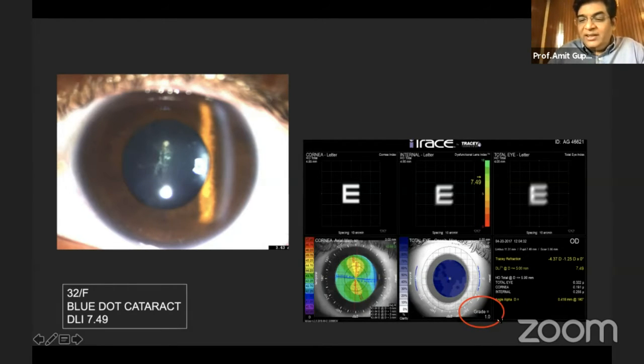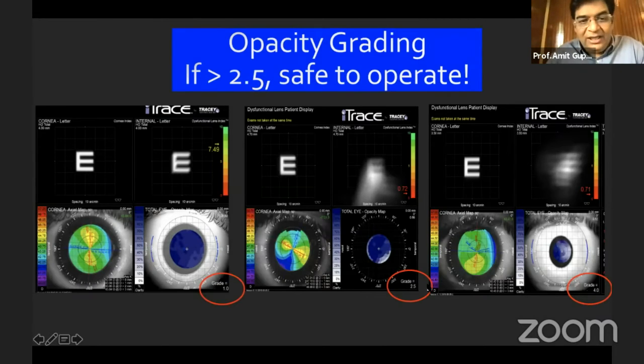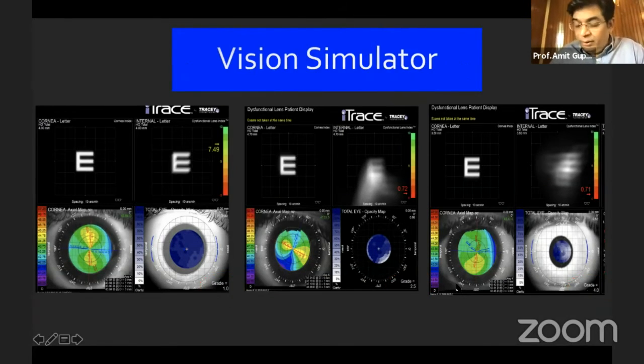So the eye trace gives us a grading of the cataract, which is based entirely on the laser beams which are going into the eye and how they are analyzed. So any grade which is more than 2.5 is safe to operate on. It means that the quality of vision after cataract surgery will be significantly better in this patient. So we can see these are different grades of cataract or opacity grade, which we see on the eye test.